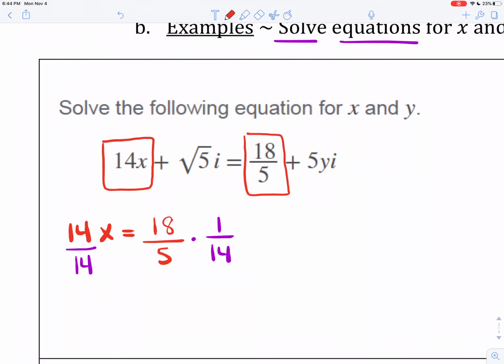And so by looking at the real parts, I would determine that x is equal to, and I'm going to do a little simplifying here, 18 divided by 2 is 9, 14 divided by 2 is 7. So across the top, I'd have 9 times 1 is 9, and across the bottom, I would have 5 times 7. And this would tell me that x is equal to 9 over 35.